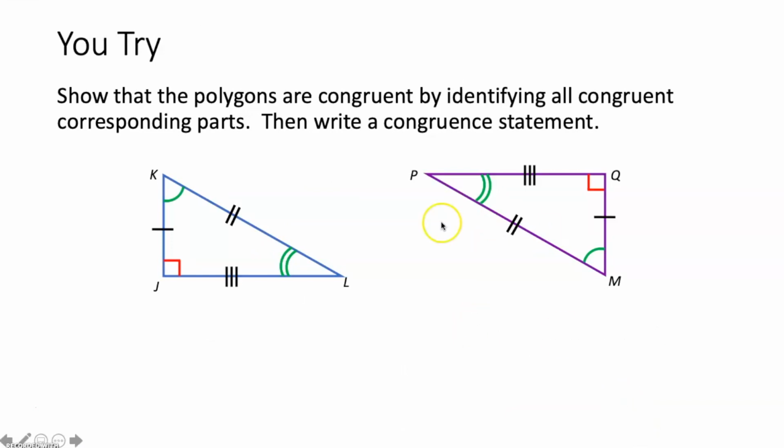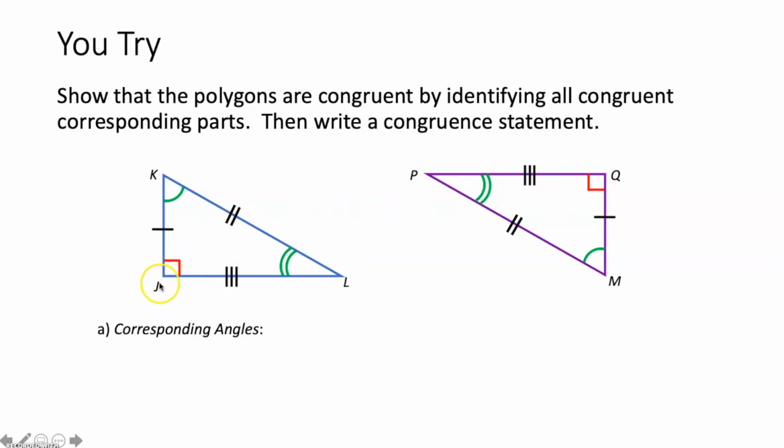Okay, doing the same thing. So first, we want to show that the polygons are congruent by identifying all congruent corresponding parts. So when we're talking about corresponding parts, again, we're talking about corresponding angles and corresponding sides. So let's identify all the congruent corresponding angles first. So you can see in both of these triangles, we have a right angle. And we just learned from our right angles theorem that all right angles are congruent.